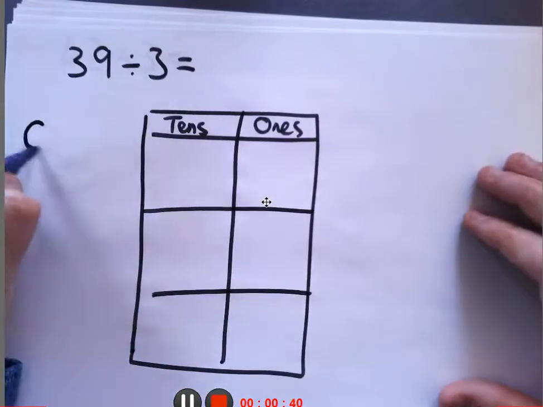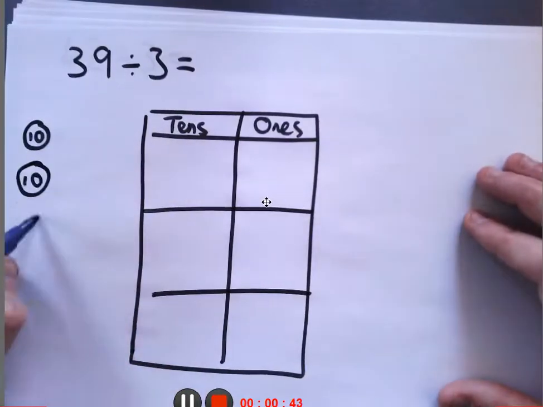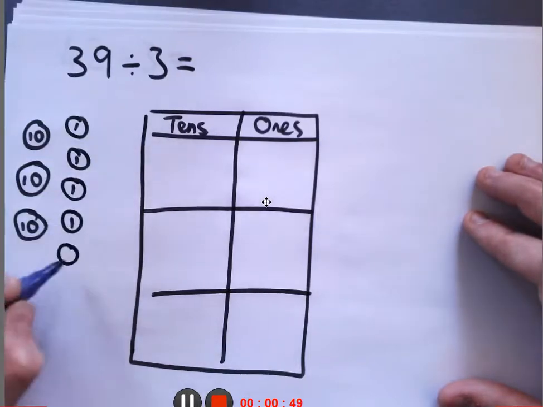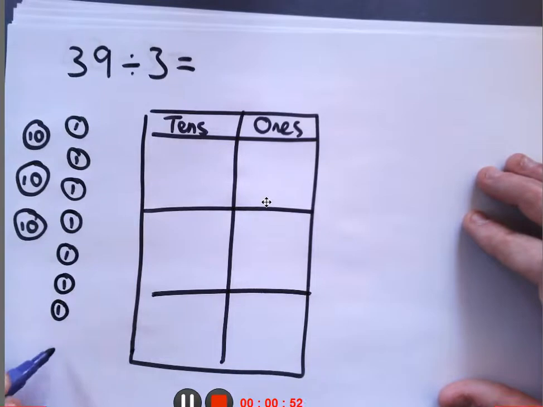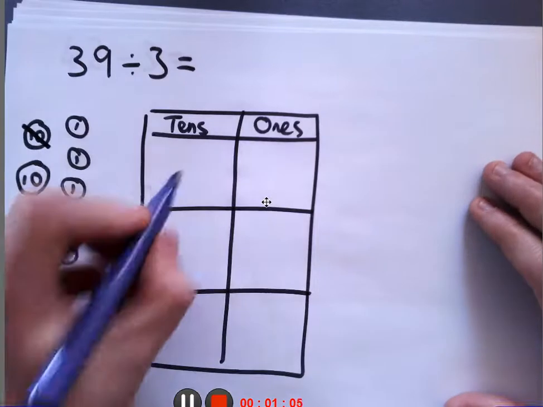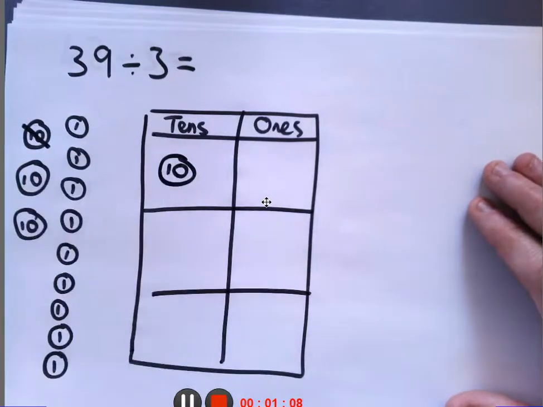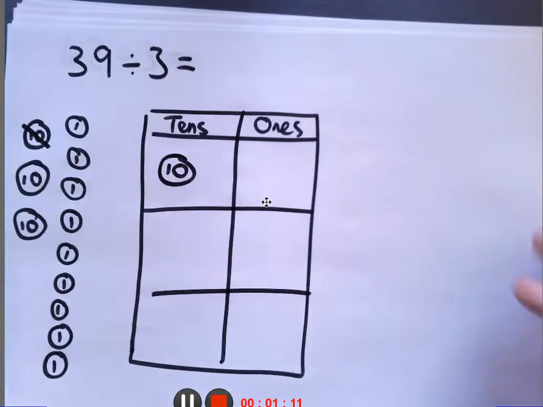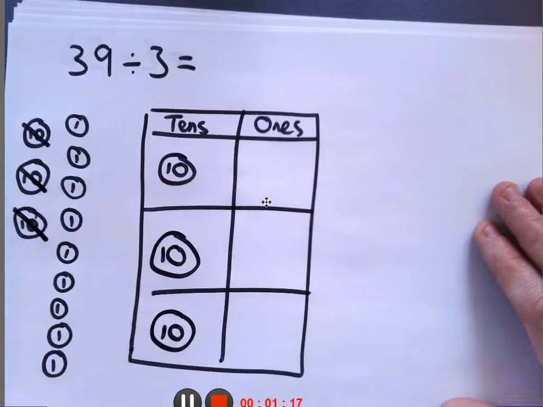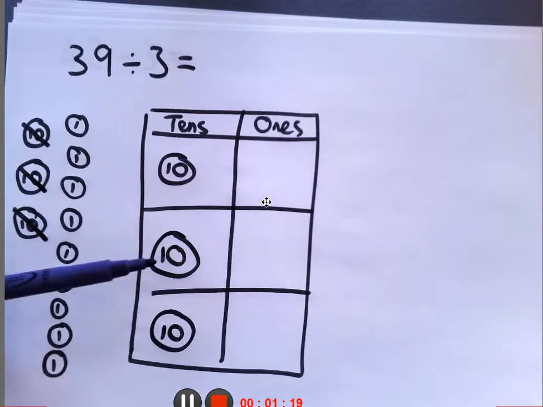I'm going to draw these as counters on the side. There we go. So I've got 39 represented with place value counters. I'm now going to share these into my place value chart. As I do it, I'm going to cross them out just so I don't get mixed up or do too many or not enough of them. So each row gets 1 ten counter. It's fair and it's equal.